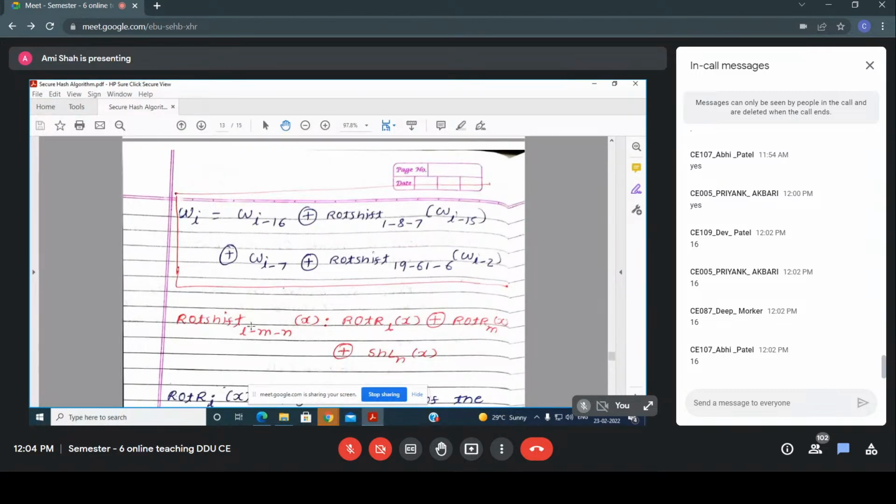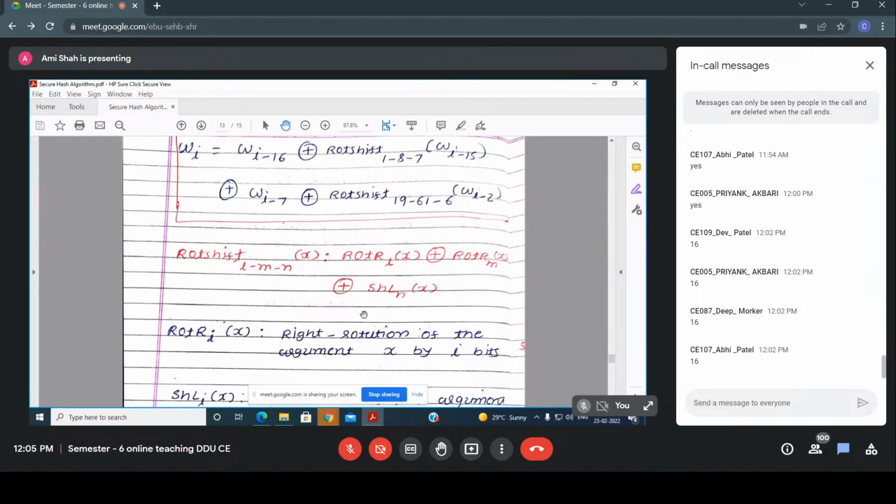Now, in this equation, what is this ROT shift? The rotate shift has L, M, N, right? So this represents L, this represents M, and this represents N, and this X. How to find it? The meaning of rotate shift is rotate right L, that is, the right rotation of argument X by L bits. Right rotation of X by M bits. All of you know how to perform the right rotation, right? I have already explained that.